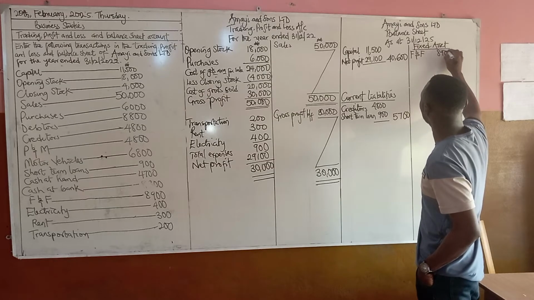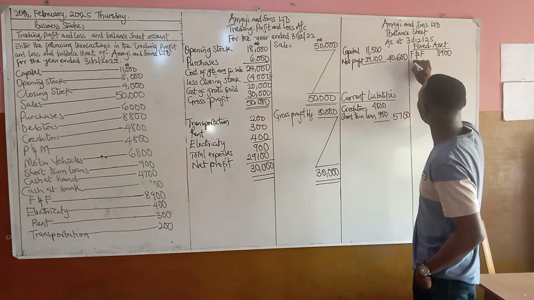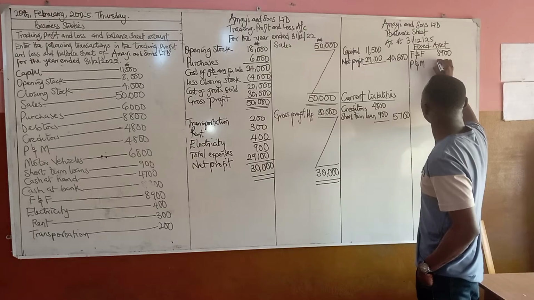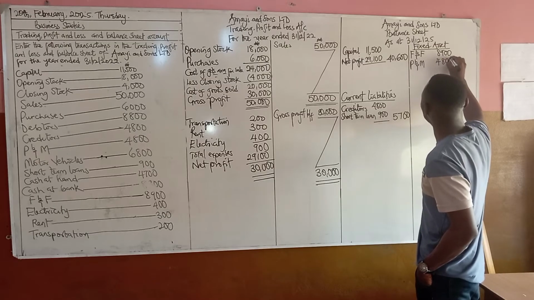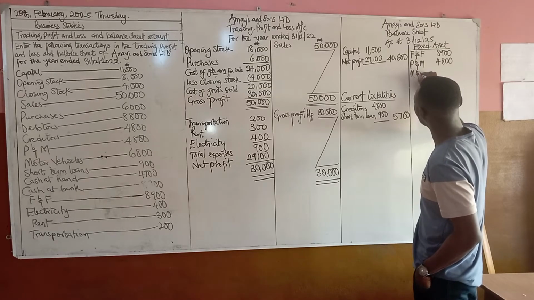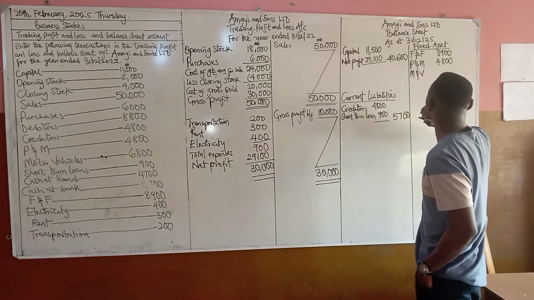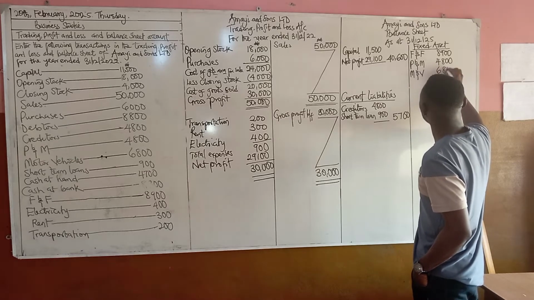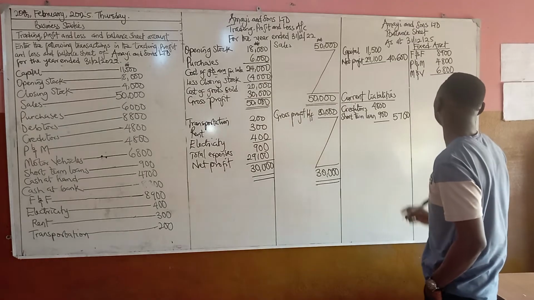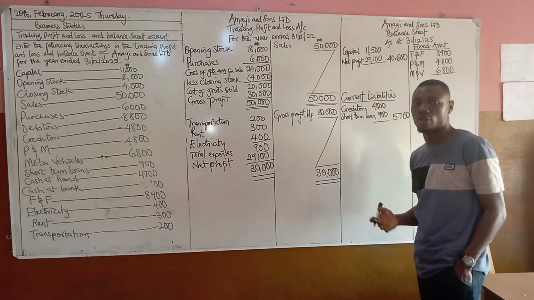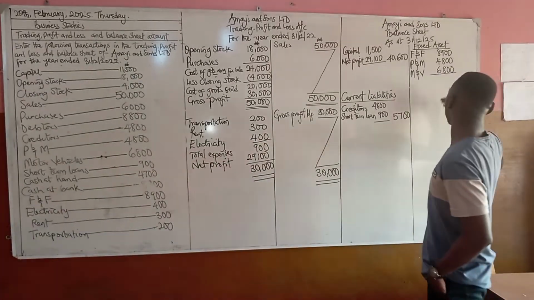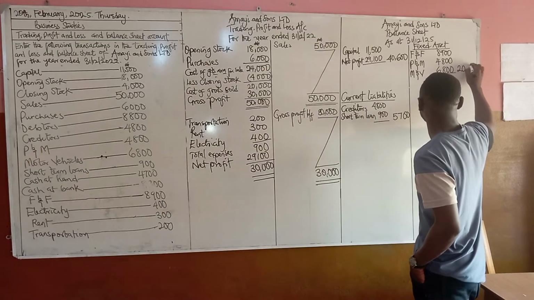8,900. Wonderful. Another asset. Plant and machinery. What's the value? 4,800. Motor vehicle. M and V. What's our value? 6,800. Any other fixed asset? No. So we add. If we add 8,900 plus 4,800 plus 6,800, what do we have? 20,500. Good. So we have 20,500.